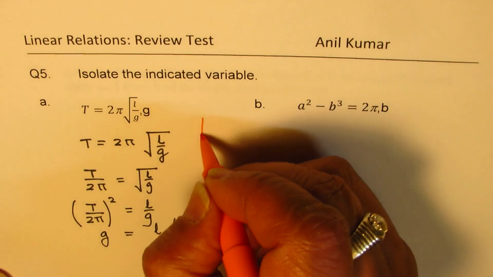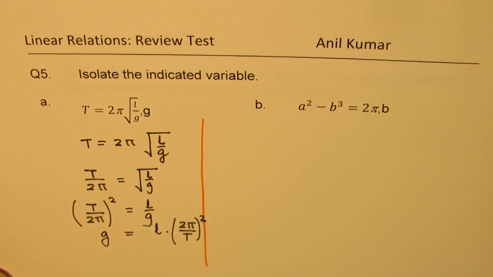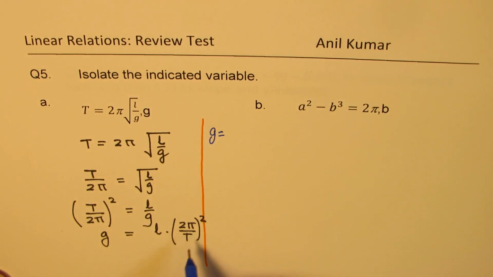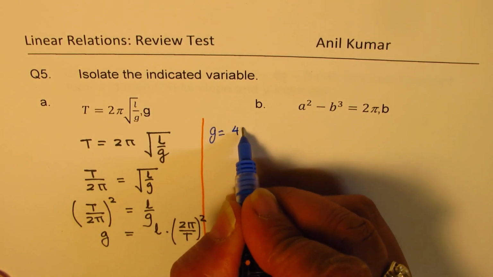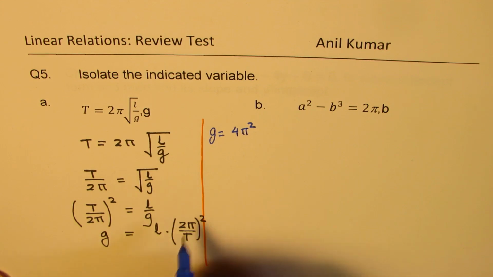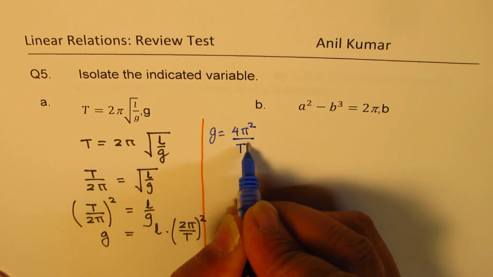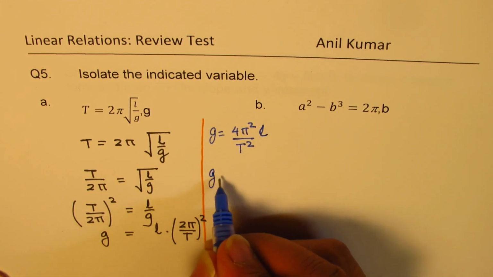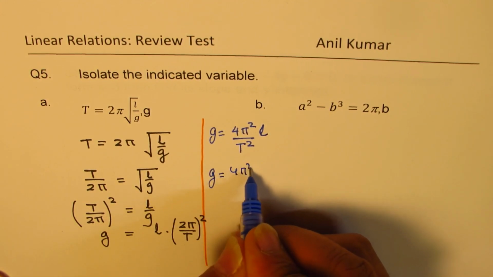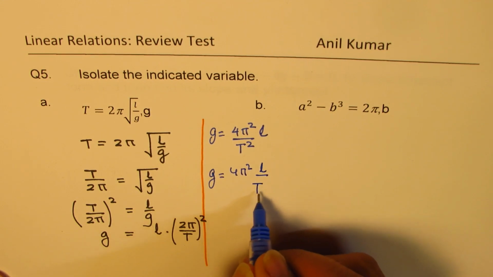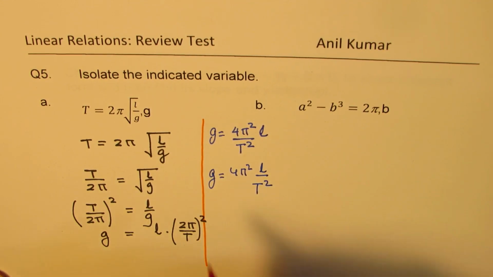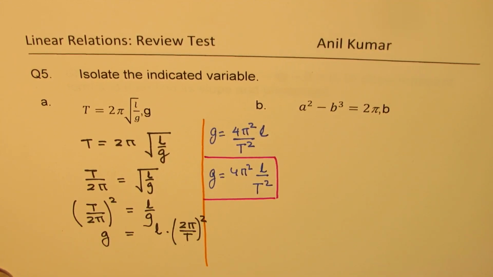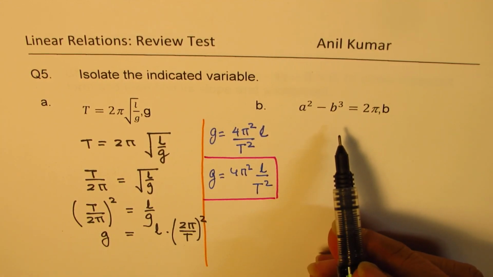Now let me take it to the right side to do further calculations. So we get g equals, the square of 2 pi gives you 4 pi square, right? Over T square. And here we have L. Is it okay? So basically, g is equal to 4 pi square times L over T square. So that becomes the formula for g. Is that clear? Okay.